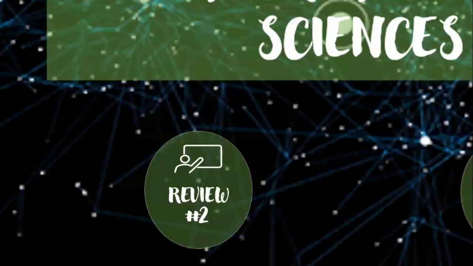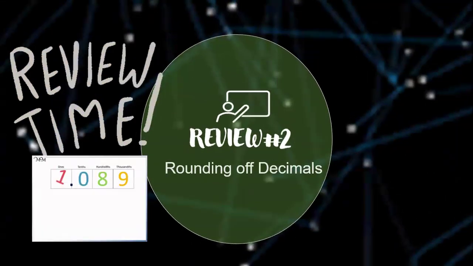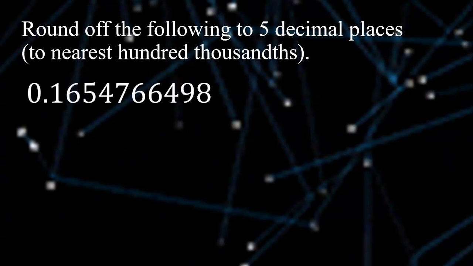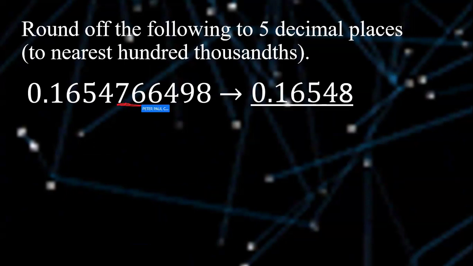Let's have the second part of the review. Let us recall how to round off decimals into 5 decimal places, meaning we will round them off to the nearest hundred thousandths. How do we round this number? 0.1654766498. Very good. The answer is 0.16548. See that one? The preceding number is 6, so we make the digit 7 into 8, which is the next number.